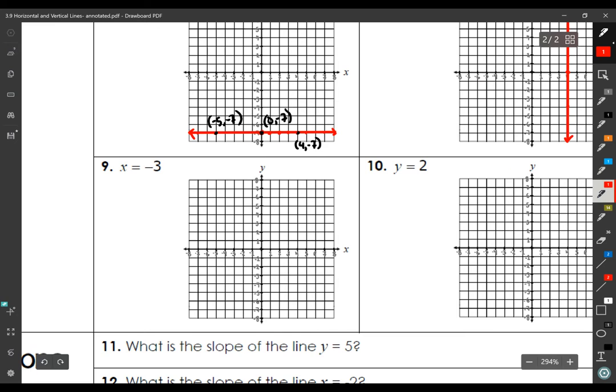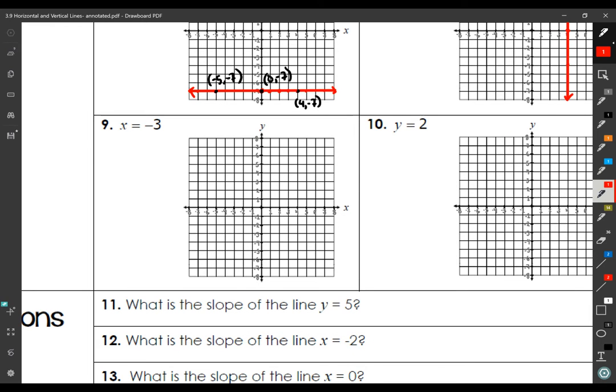All right, number 9. X is equal to negative 3. So let's look on our x-axis and find negative 3. So that's right there. Now, I want to pick more points where the x-coordinate stays at negative 3. So I have to pick points that are directly above or below. So each one of these points has an x-coordinate equal to negative 3.